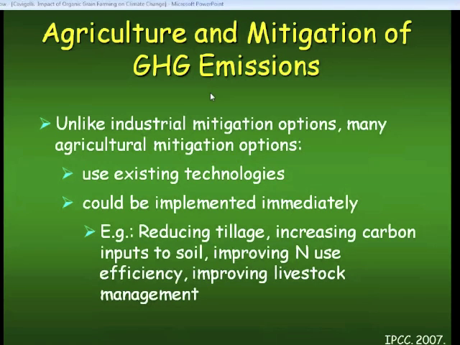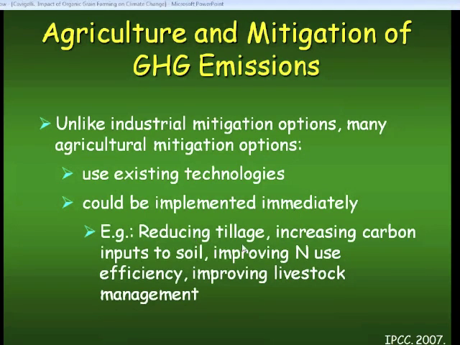So let's get back to agriculture and mitigating greenhouse gas emissions. A lot of people have come up with a number of schemes of trying to get these greenhouse gas concentrations in the atmosphere reduced. There's a lot of engineering approaches to trying to do that. And in essence, none of those are really proven on a large scale that'll make a difference in global concentrations of these greenhouse gases. However, agriculture could contribute to, as a mitigation option, using existing technologies, and these technologies can be implemented immediately.